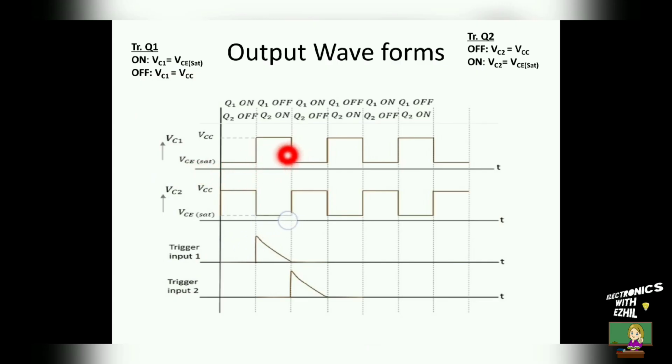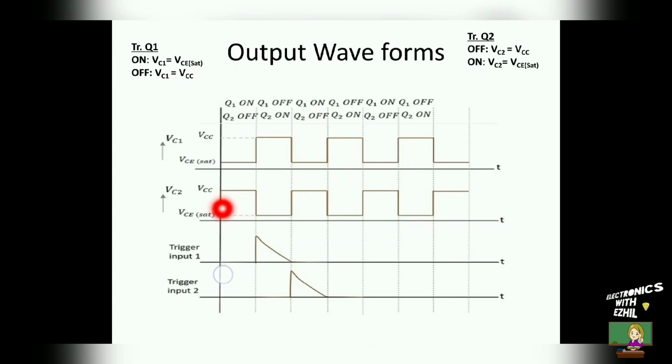During the second time slot, the transistor 1 is at off state. So what is the output voltage when transistor 1 is at off state? Which is VCC. So the output of the transistor 1 will switch from VCE sat to VCC. And during the third time slot, the output of the transistor 1 is VCE sat. So the circuit will switch from VCC to VCE sat and it repeats.